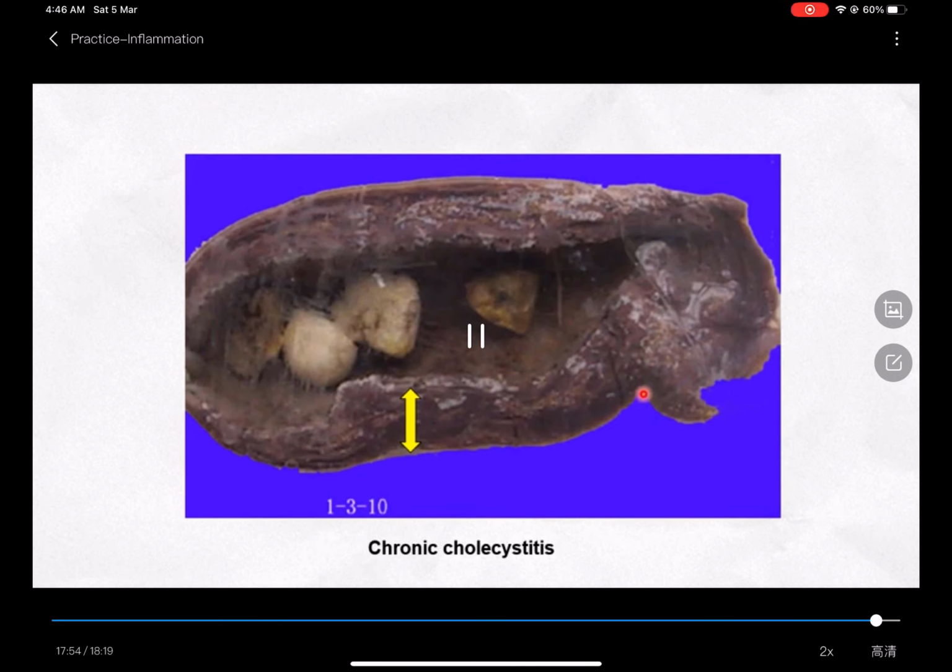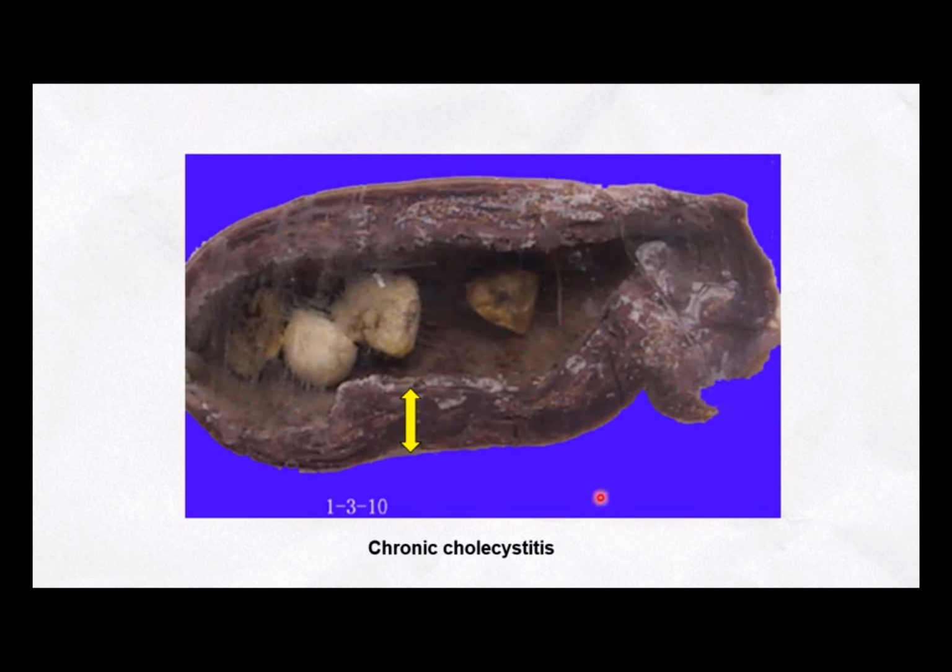This gross specimen is chronic cholecystitis. Chronic cholecystitis is a general proliferative inflammation. The gallbladder is enlarged, and the wall is significantly thickened due to fibrosis. There are four irregular gallstones in the gallbladder.